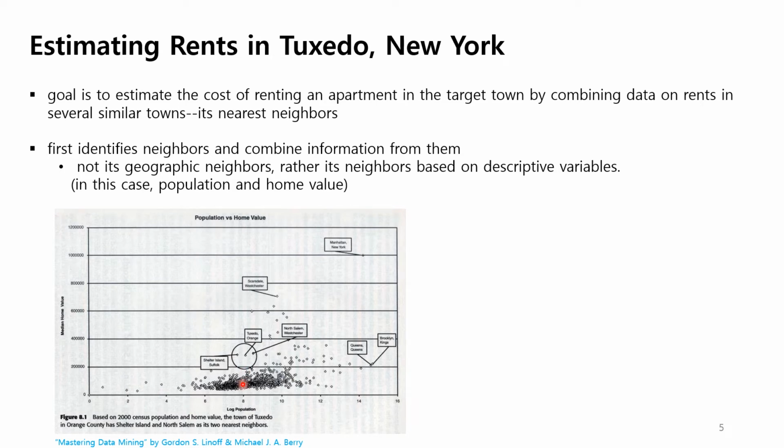By the way, when I say neighbor here, this neighbor has nothing to do with geographical, physical neighbor. These are neighbors in terms of this variable, in terms of this mean home value and their population. This has nothing to do with actual physical distance in the map. So we choose two neighbors, and based on the neighbors, we're gonna make a decision.